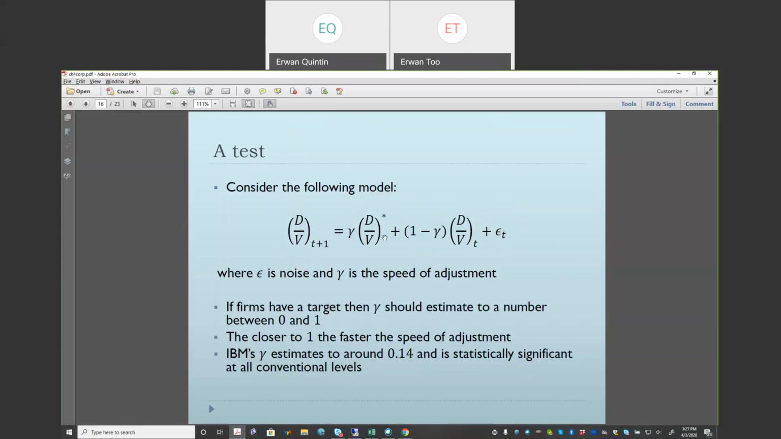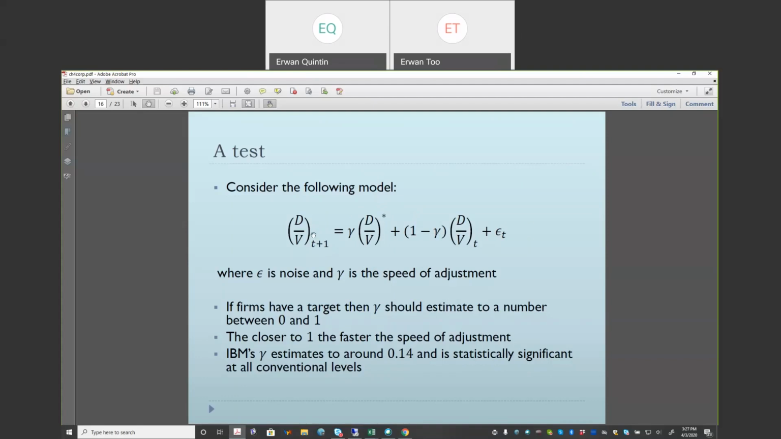This gamma times d over v star is just going to be the constant in my regression. And this is the error term that we always have in a regression. And remember that my goal is going to be estimating gamma and asking whether or not gamma is between 0 and 1. But the coefficient that I'm going to get in my regression in front of d over vt is going to be 1 minus gamma. So if I have an estimate for 1 minus gamma, I also have an estimate for gamma.